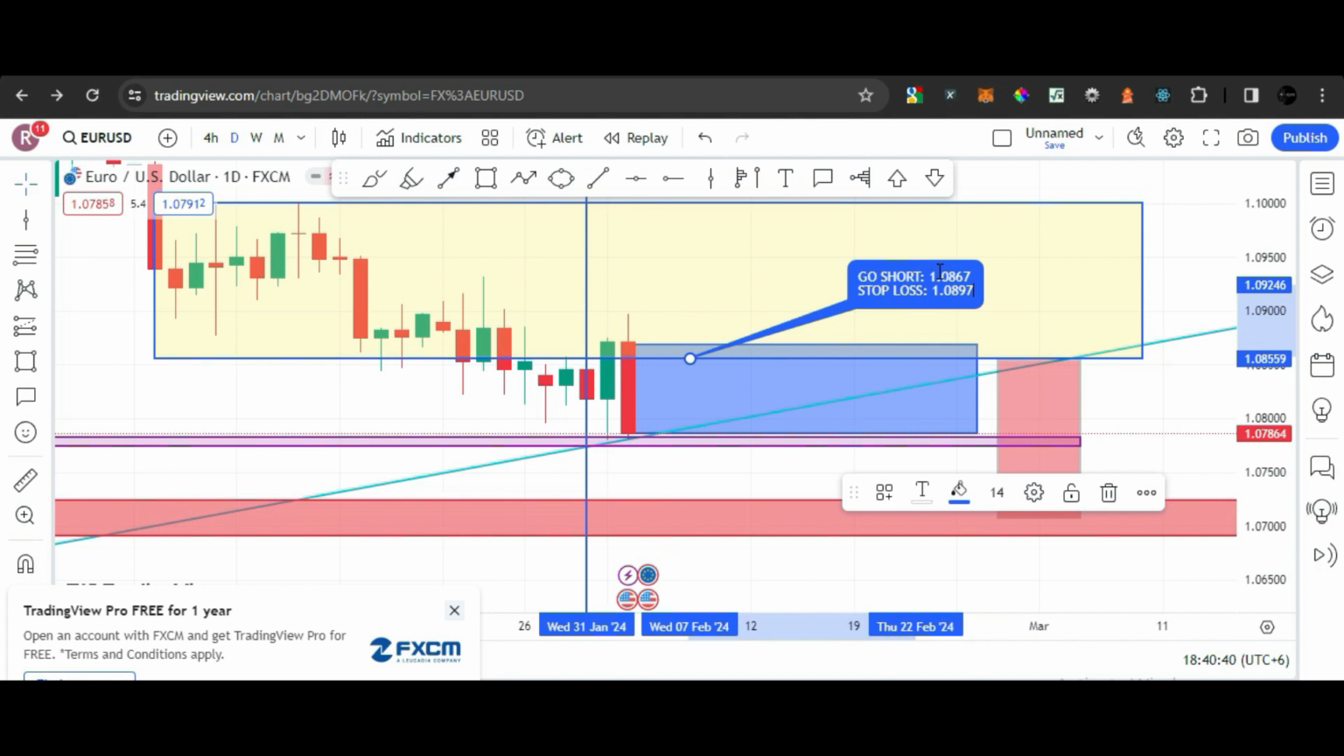Let's do that. Let's be conservative. High probable trade we will do. We don't want to give our money to the market. 97, and this is what we are targeting now for short.